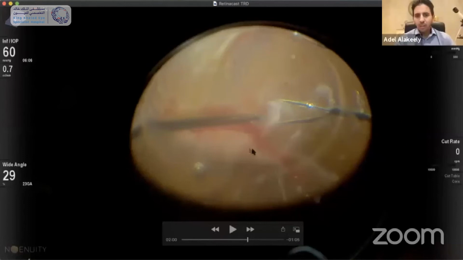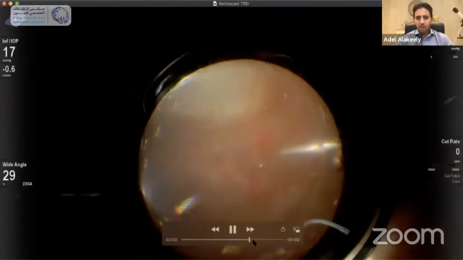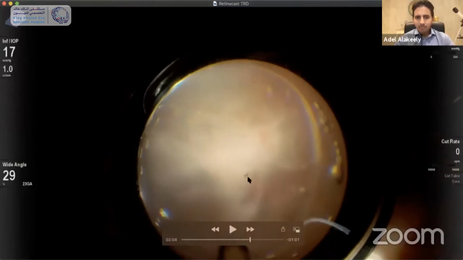Okay, another question. So now moving forward with the case, I'm injecting triamcinolone here. I cannot see your case at the surgery. I'm sorry, then I have to go back.